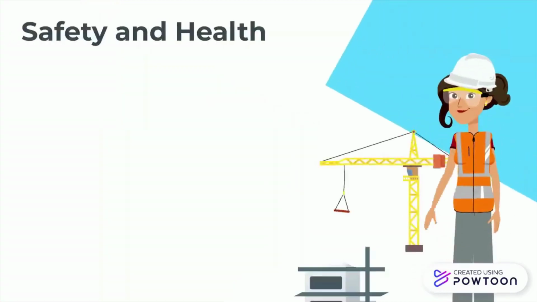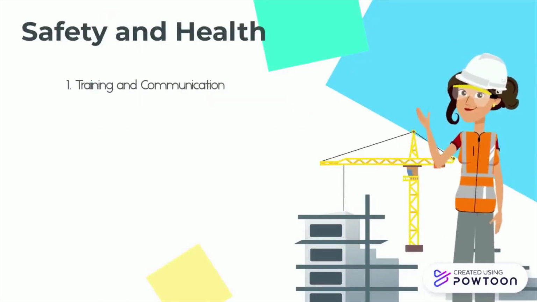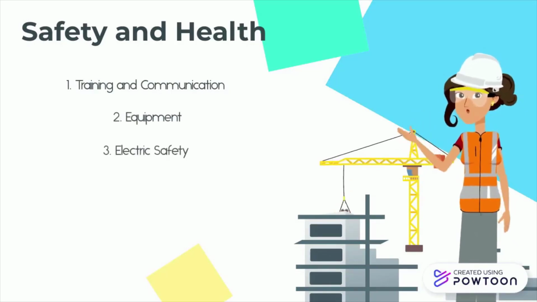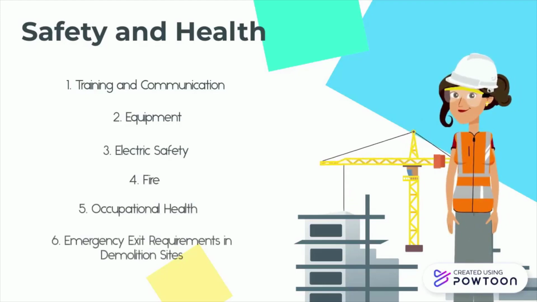Next is about safety and health. Safety and health covers 6 points, which are: 1. Training and communication. 2. Equipment. 3. Electric safety. 4. Fire. 5. Occupational health. 6. Emergency exit requirements.